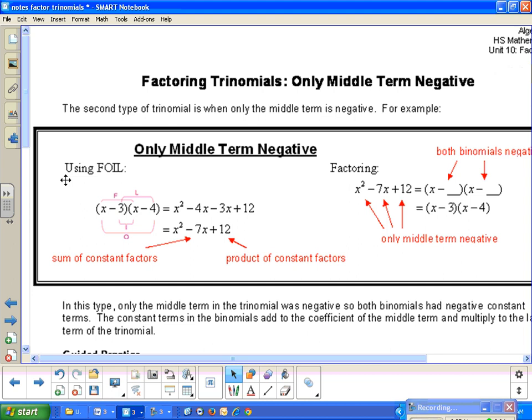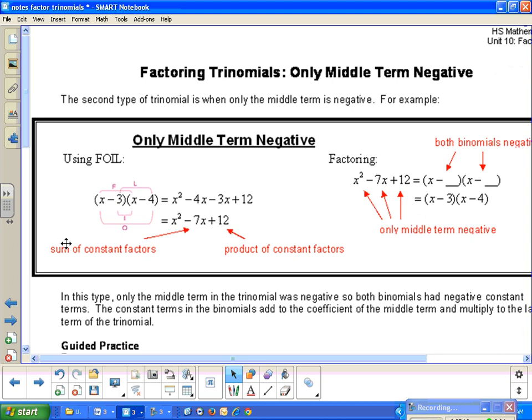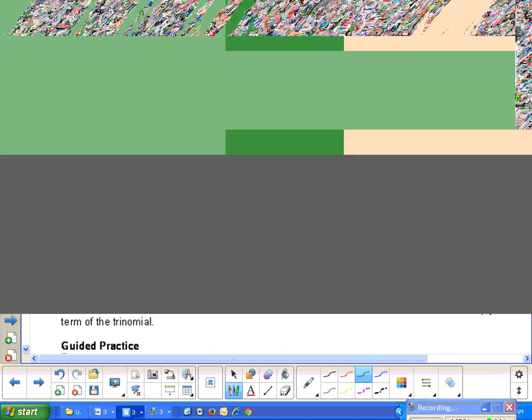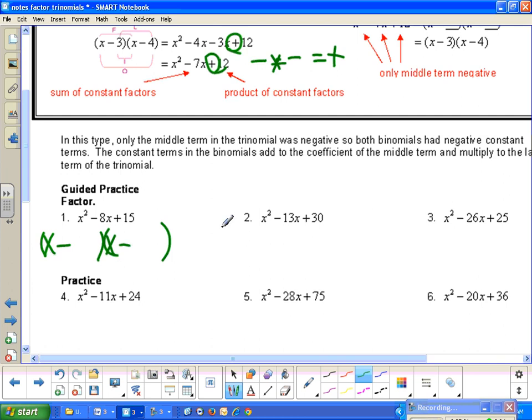Okay, the last one that's going to be on your page is where only the middle term is negative. Notice here, if this is positive, you have to multiply a negative times a negative to get a positive. So all of these in parentheses should have 2 negatives. That last number is your key on every single one. That tells you your size. And then that's what we just did before.